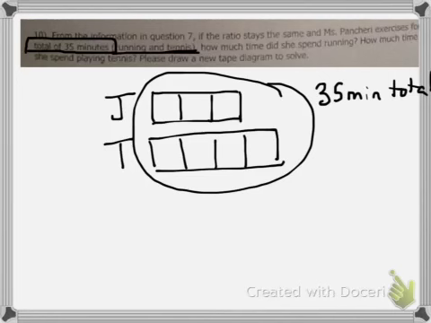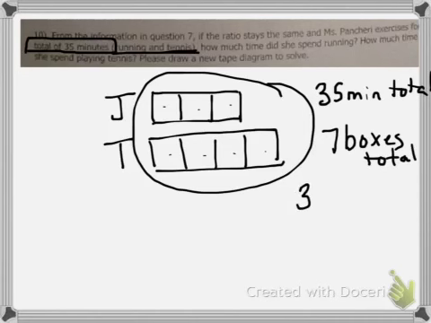And how many boxes do we have? 1, 2, 3, 4, 5, 6, 7. 7 boxes total. To figure out how much is going to go into each box, we're going to do 35 divided by 7, which is 5. So let's write a 5 inside each box.